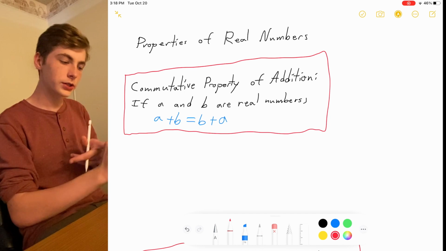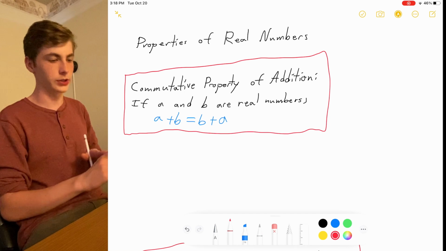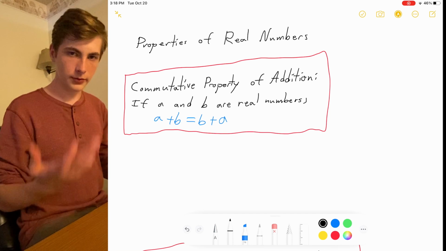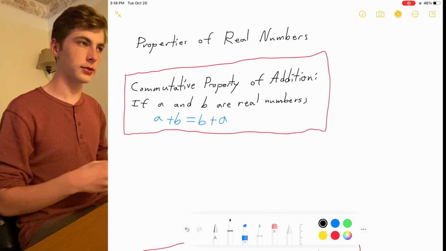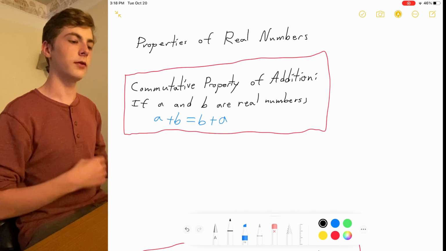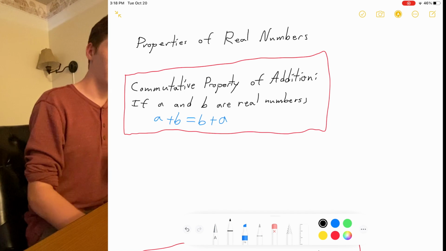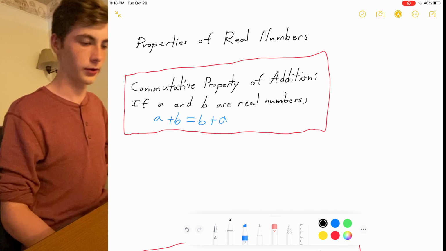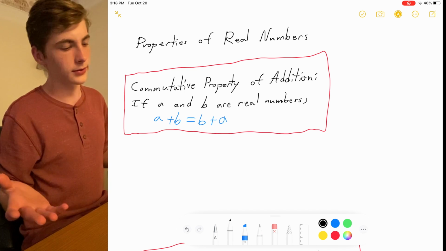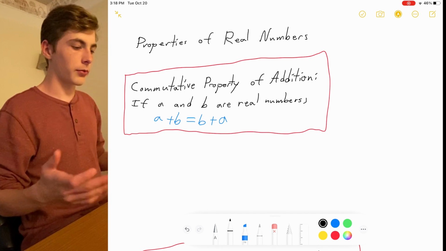There's one for addition as well as one for multiplication, not one for subtraction or division, and I'll get into that. Now, all of these properties are things that you're going to want to intuitively know very quickly, because you're going to be using them all over the place. I think most of them will be pretty easy to understand and intuitive. We already know this. So let's just get started with the commutative property of addition.